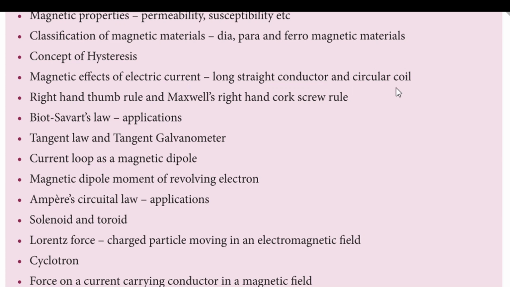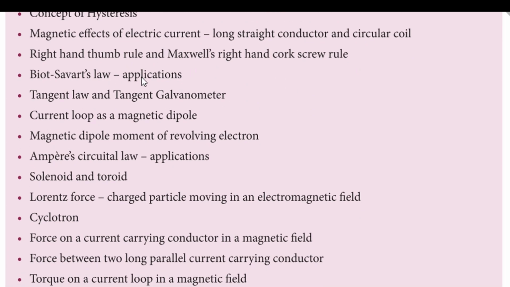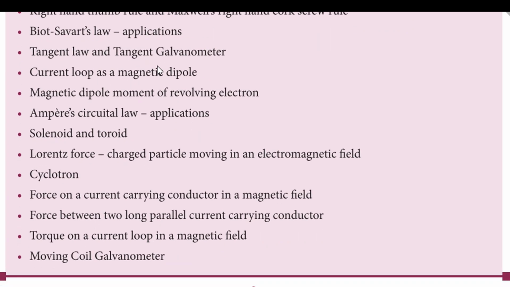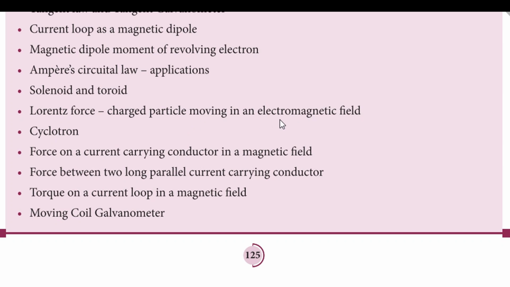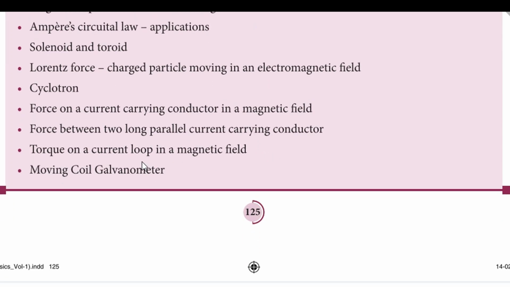and circular coil, right hand thumb rule and Maxwell's right hand corkscrew rule, Faraday-Savart's law and its applications, tangent law and tangent galvanometer, current loop as a magnetic dipole, magnetic dipole moment of revolving electron, Ampere's circuital law and its applications, solenoid and toroid, Lorentz force, charged particle moving in an electromagnetic field, cyclotron, force on a current carrying conductor in a magnetic field, force between two long parallel current carrying conductors, torque on a current loop in a magnetic field, and finally about moving coil galvanometer.